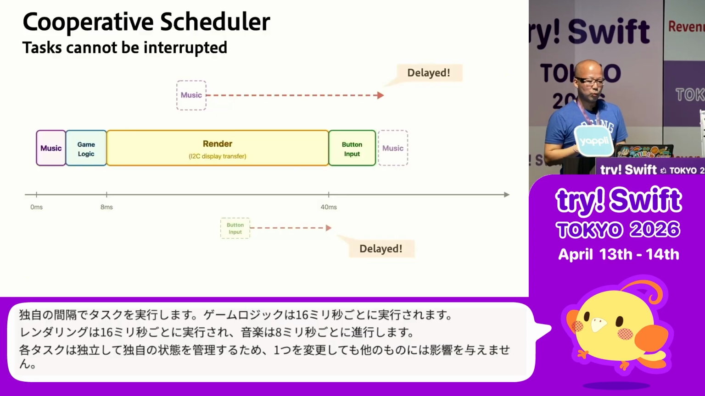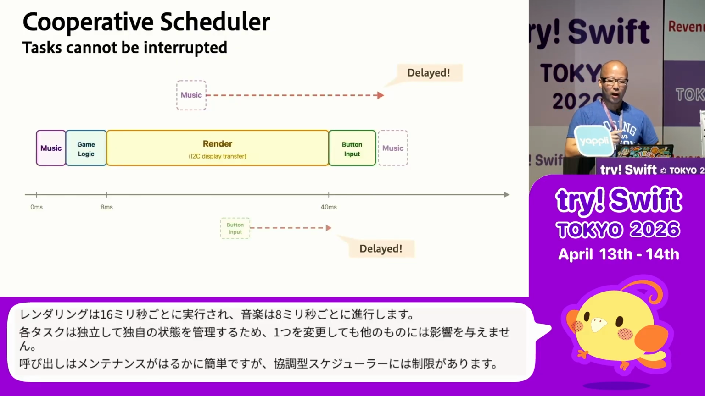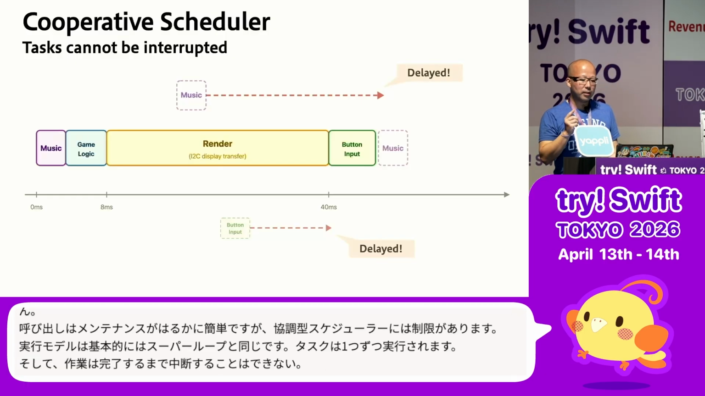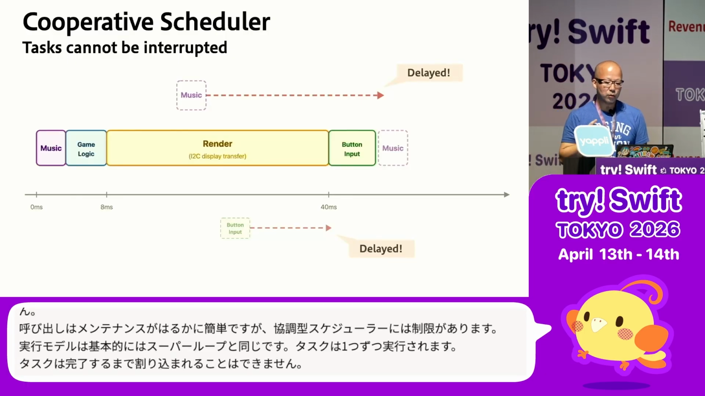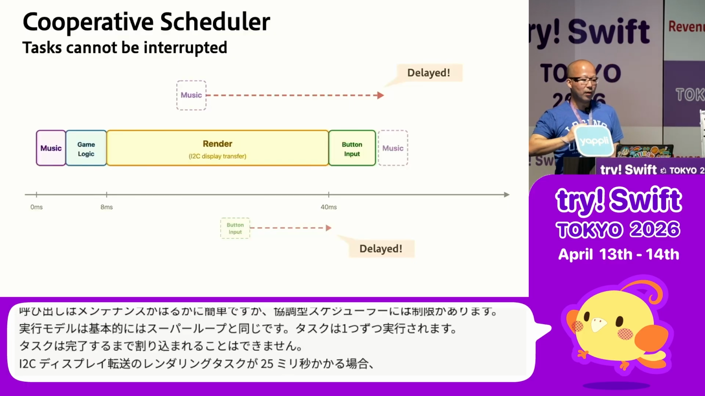but the cooperative scheduler has a limitation. The execution model is fundamentally the same as a super loop. Only one task runs at a time, and the task cannot be interrupted until it finishes. If the rendering task takes 25 milliseconds for the I2C display transfer, the music task has to wait. The music can never play faster than the rendering allows.